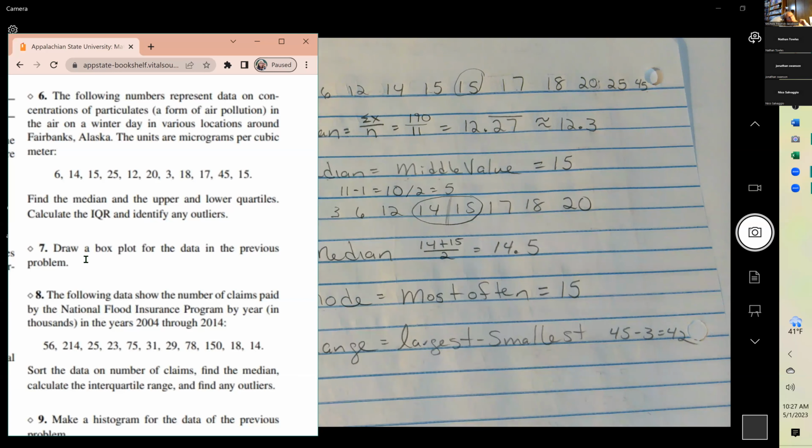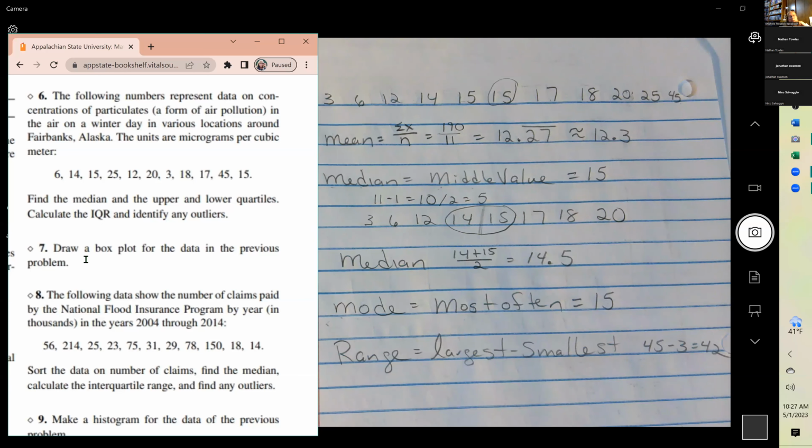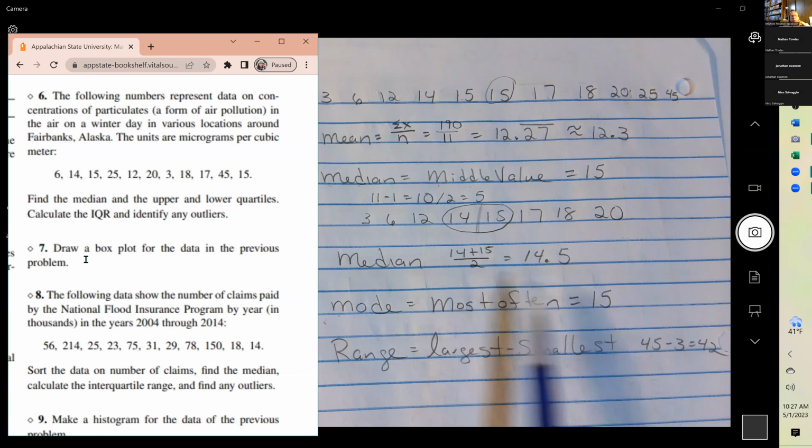So remember, if they're not in order, put them in order for the median. The other ones you don't have to, but mode's a lot easier if it's in order, because then you have the ones that are repeating together. Any questions?